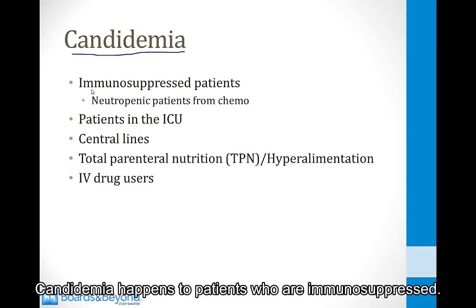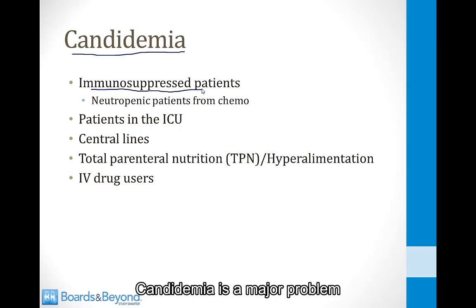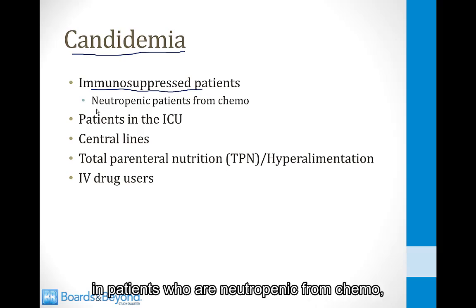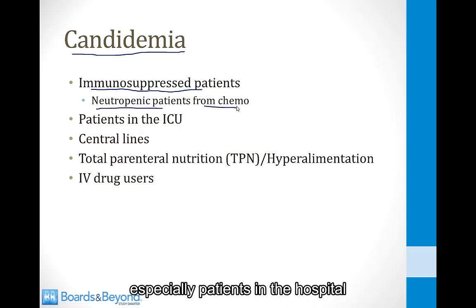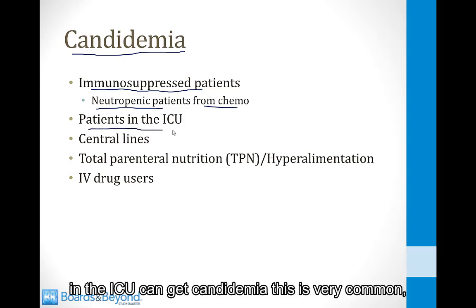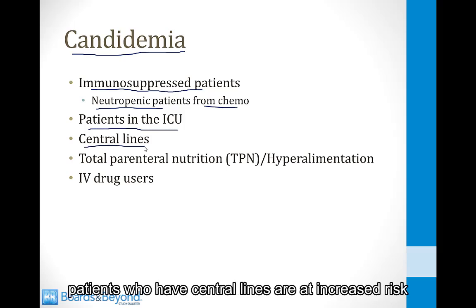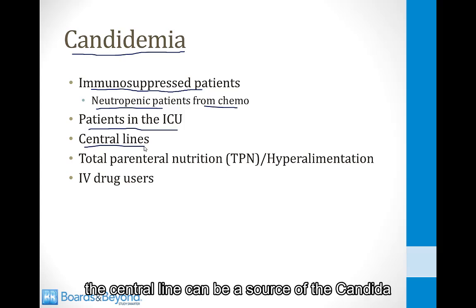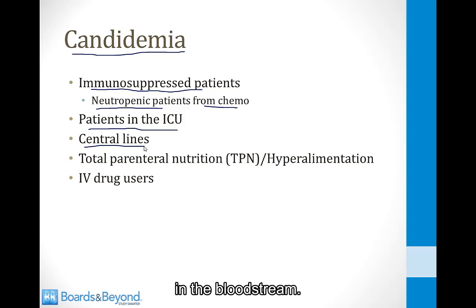Candidemia happens to patients who are immunosuppressed. Candidemia is a major problem in patients who are neutropenic from chemo, especially patients in the hospital getting bone marrow transplants. They receive very high-dose chemo and become severely immunocompromised. Patients who are critically ill in the ICU can get candidemia. This is very common. Patients who have central lines are at increased risk. The central line can be a source of the Candida in the bloodstream.